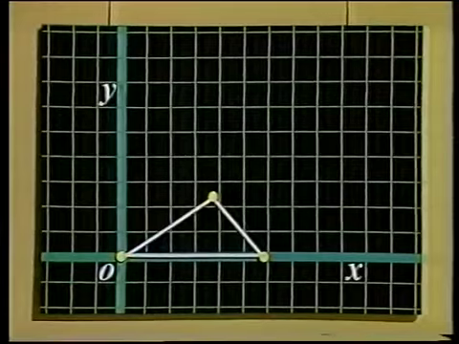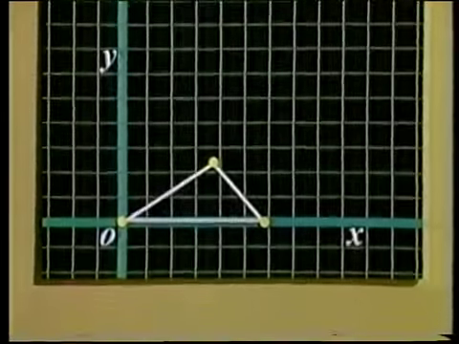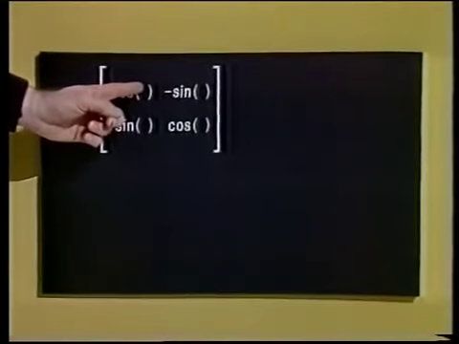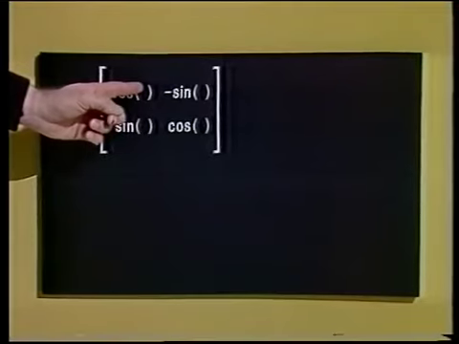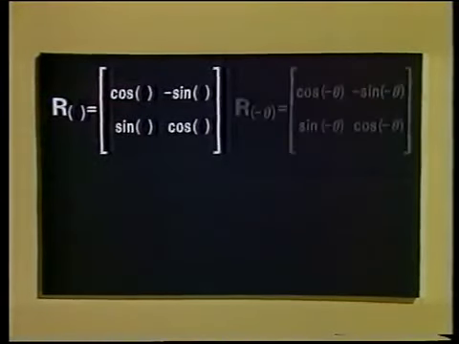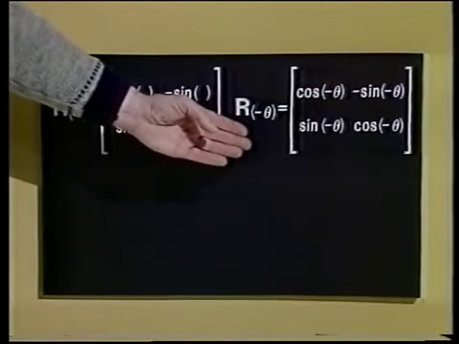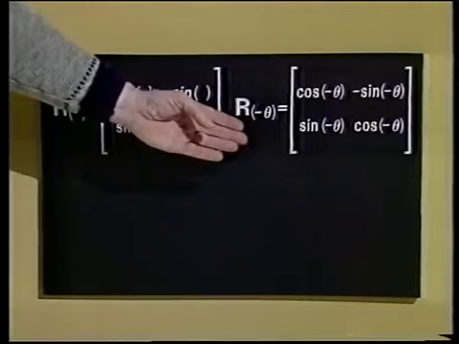Well, it's clockwise. So I'm just going to have to be a little bit careful about what I put in this space here. It isn't just theta, because that would give me an anti-clockwise rotation through an angle of magnitude theta. What I need for a clockwise rotation is an angle minus theta. Here it is, the matrix for a clockwise rotation through an angle of magnitude theta.